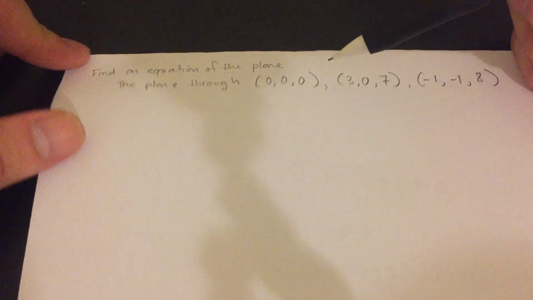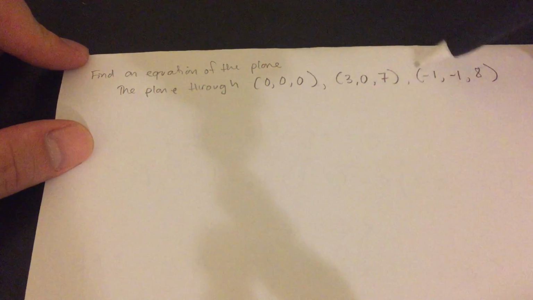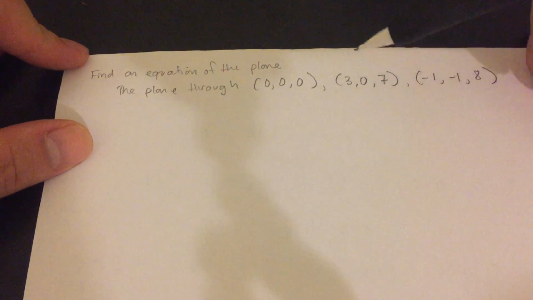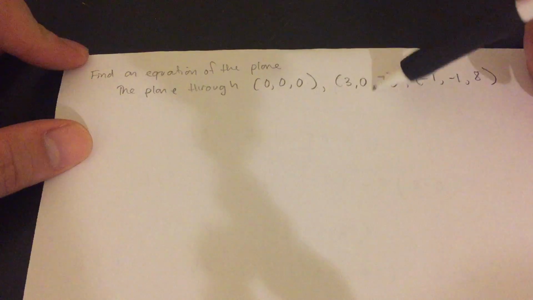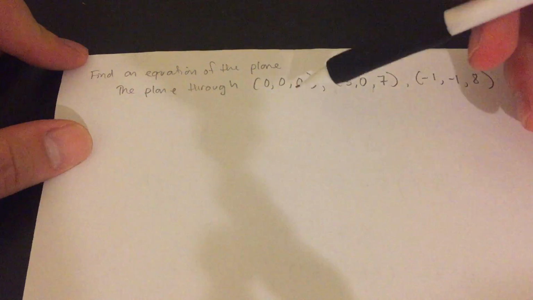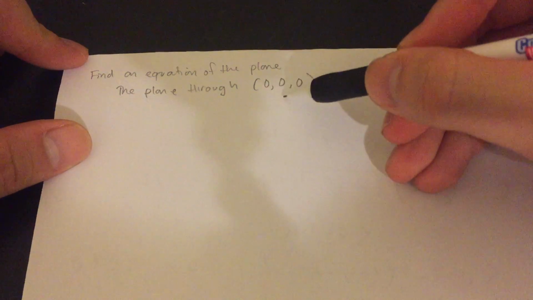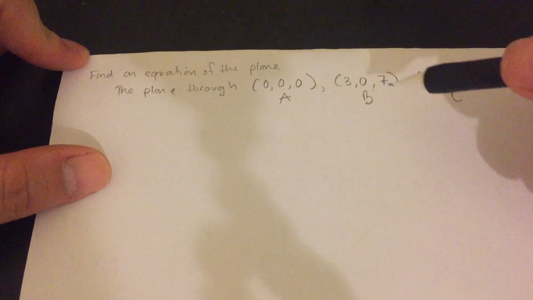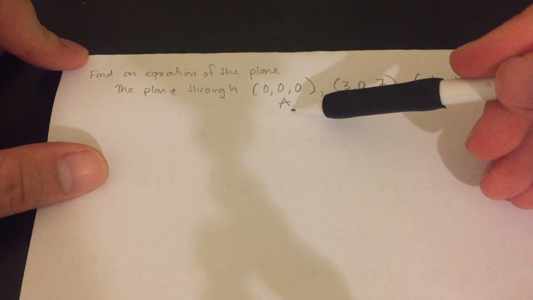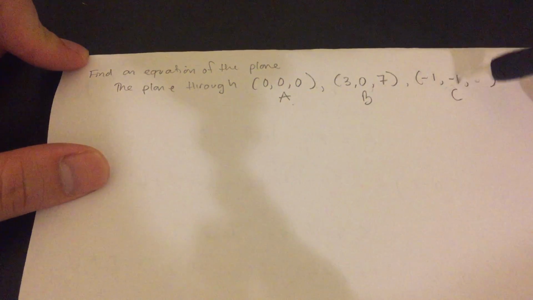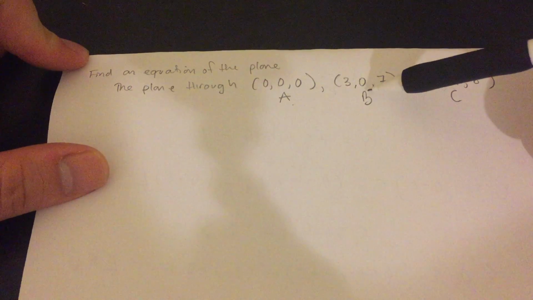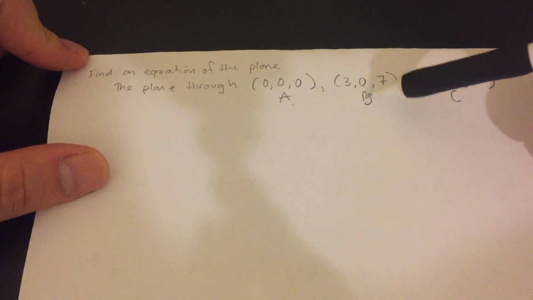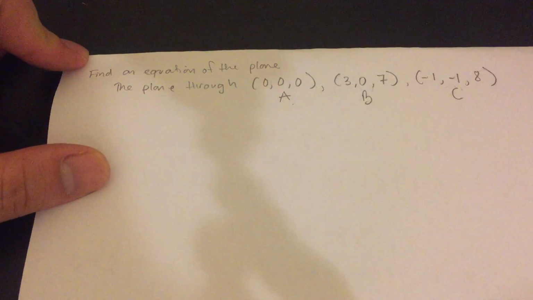So what you can do here, they give you 3 points. You can find two vectors by taking one point, the terminal point, and subtracting the initial point. So let's say here you have A, B, and C. A is the initial point, 0, 0, 0, and then B, C. So you can find B minus A, and C minus A.